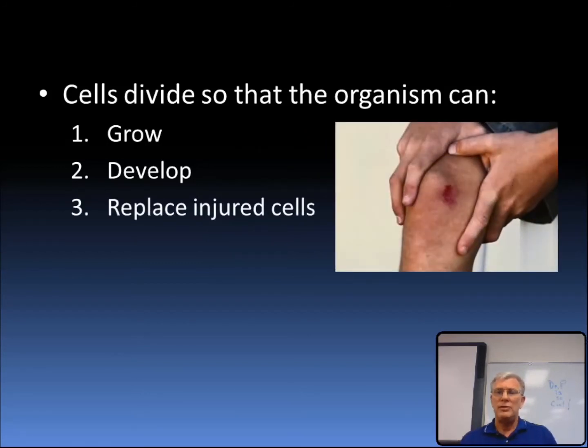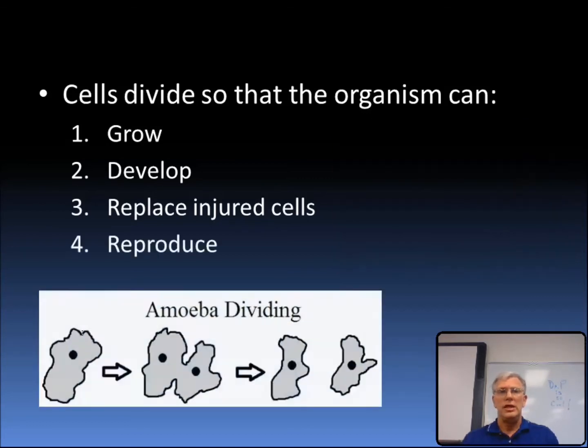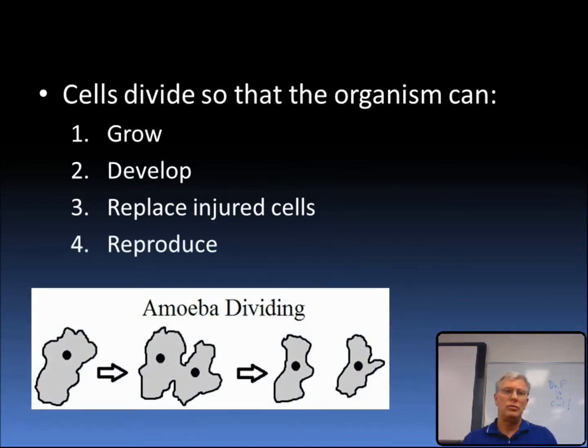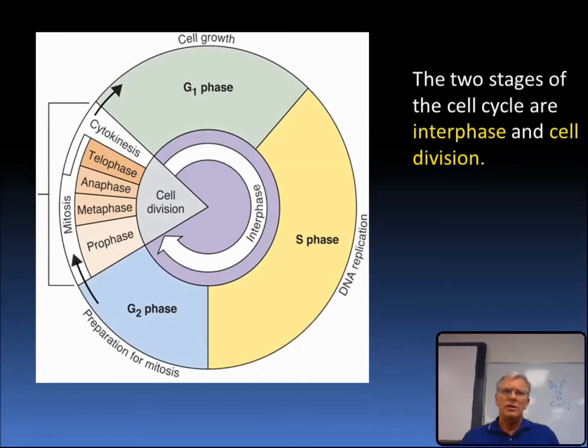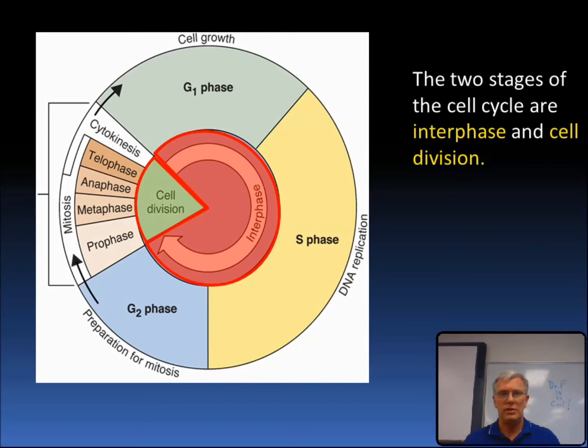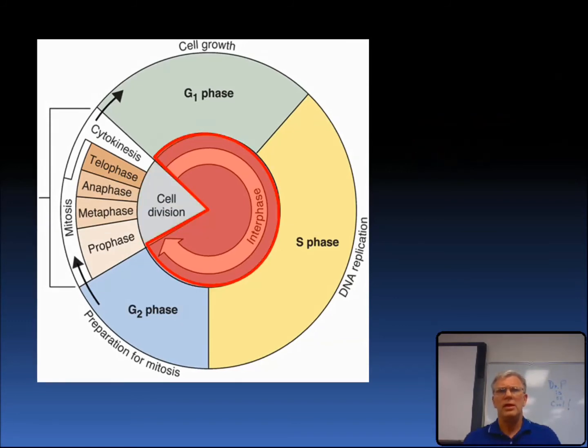When cells are damaged or destroyed, they can be replaced by cell division. And some single-celled organisms will reproduce by dividing. So a cell goes through a life cycle. We call this the cell cycle, and there are two main stages. Those stages are interphase and cell division, the time when the cell is actually dividing. Interphase is actually 3 different phases or subphases.